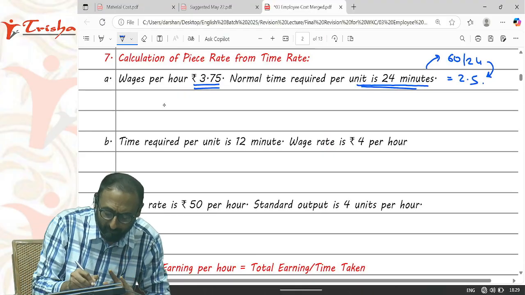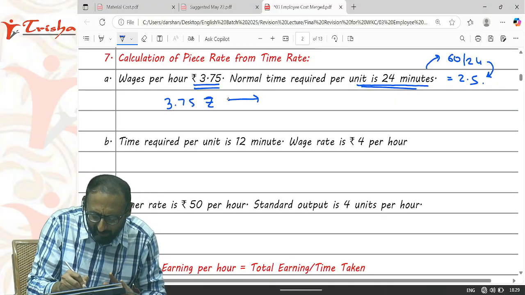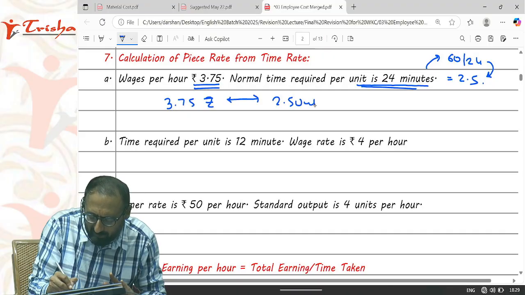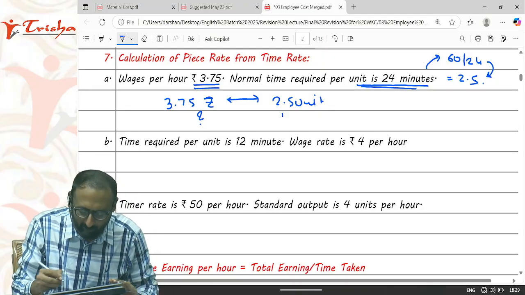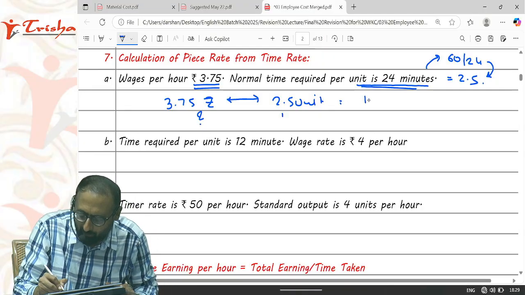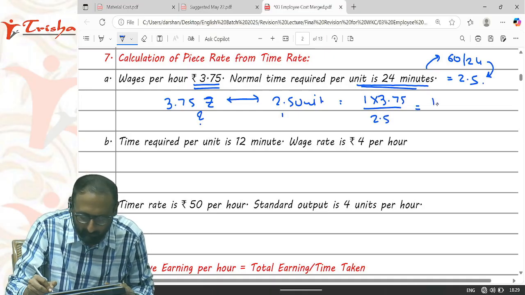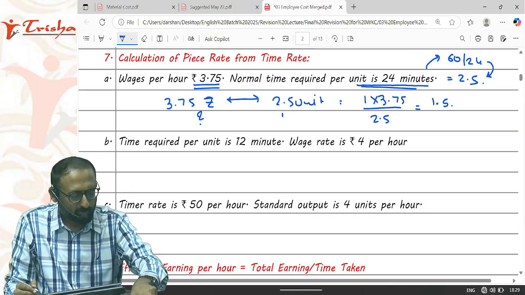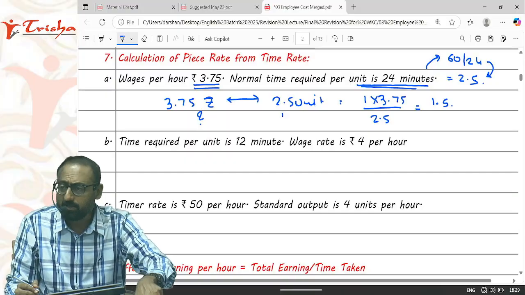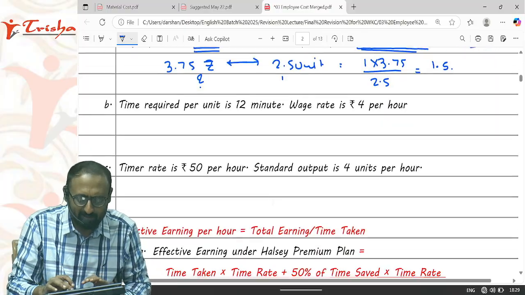Now, simple. 3.75 rupees is paid and the worker handed over to you 2.5 units. So for 1 unit, how much will be the rate? Yes, Sarji. So, cross multiplication. 1 multiplied by 3.75 divided by 2.5. What is your answer? Is it 1.5? So an online student has given the answer 1.5. Is it correct, guys? Everyone please check that. Right? Immediately we'll go to the second scenario.